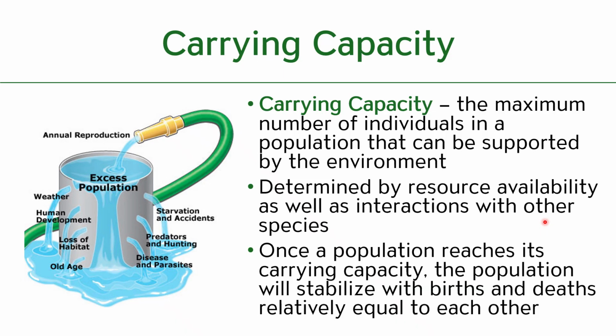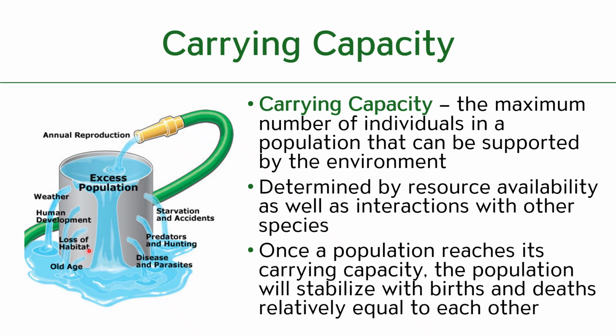So once a population reaches its carrying capacity, the population is going to stabilize. So the births and the deaths are going to start being relatively equal to each other. So you see here in the graphic, you have reproduction is going to fill the pot. And then things like old age, organisms will die.